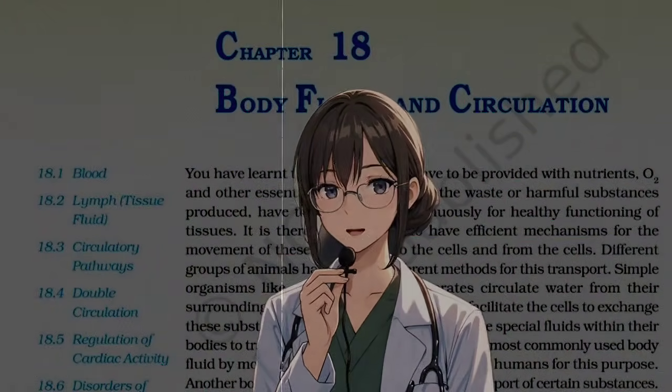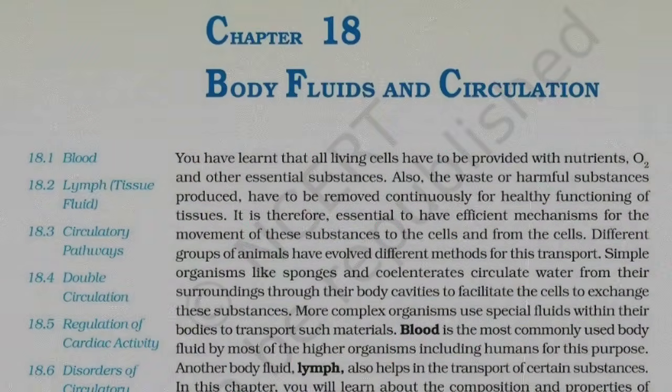You have learnt that all living cells have to be provided with nutrients, O2 and other essential substances. Also, the waste or harmful substances produced have to be removed continuously for healthy functioning of tissues. It is therefore essential to have efficient mechanisms for the movement of these substances to the cells and from the cells. Different groups of animals have evolved different methods for this transport.